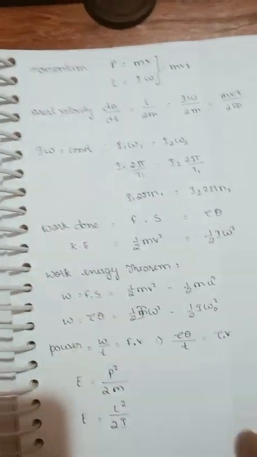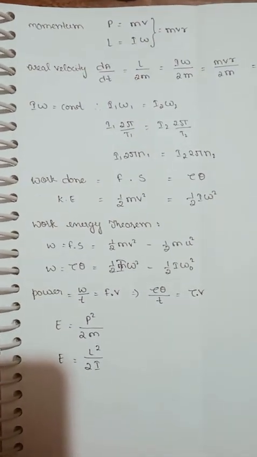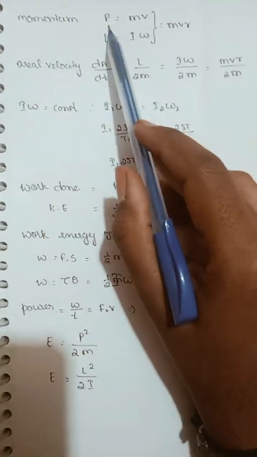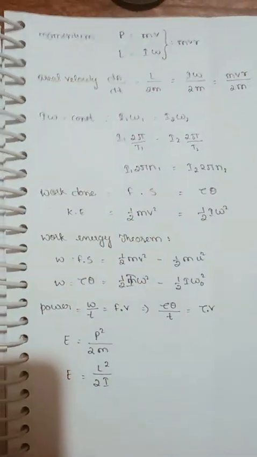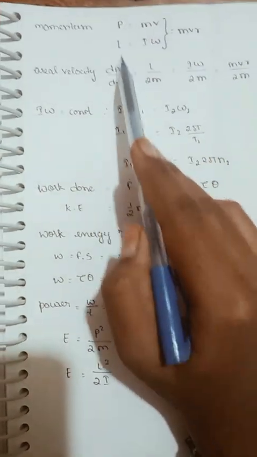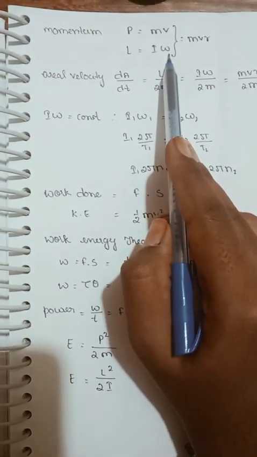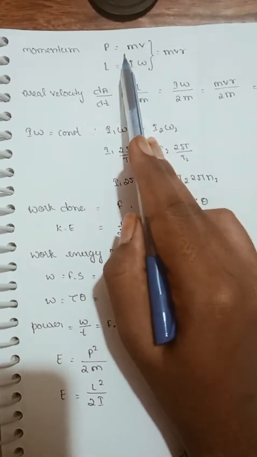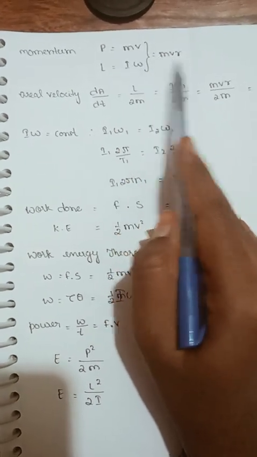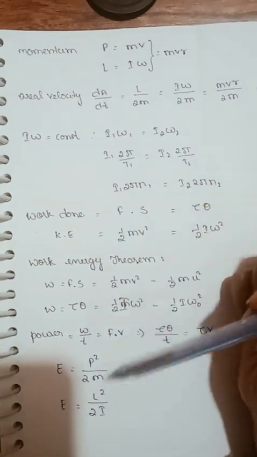Next, these are a few basic formulas, like we have also learned in 9th and 10th class. So momentum is represented by p, which is equal to mv. This is linear momentum. In angular momentum, p is denoted by L, m is denoted by I, and v is denoted by omega. So L is equal to I omega, or mv is denoted by mvr. I'm also going to tell about this in these formulas.